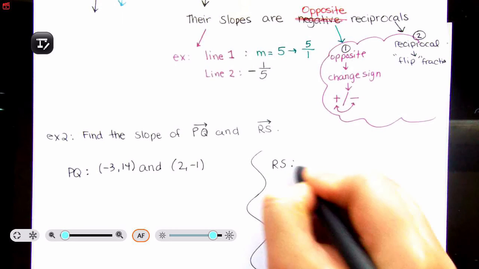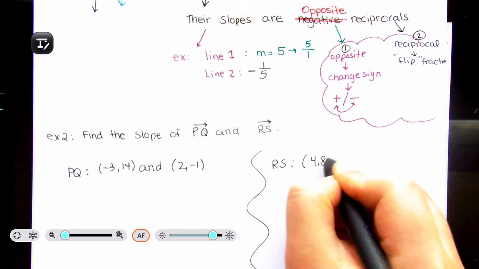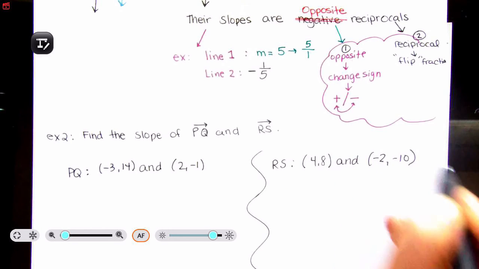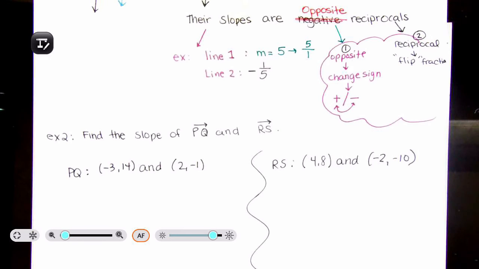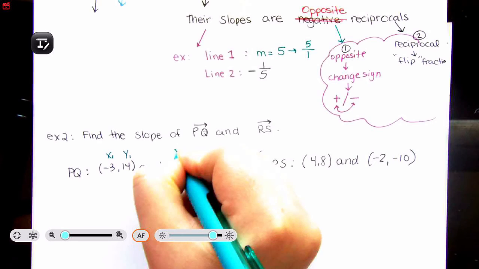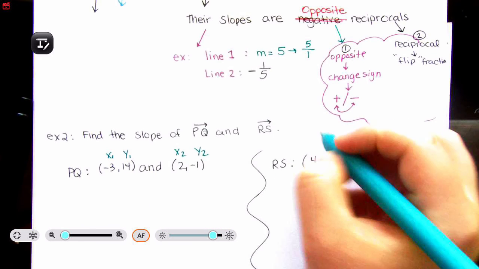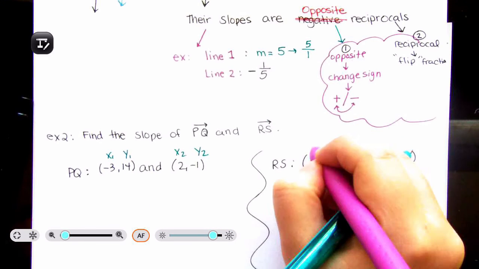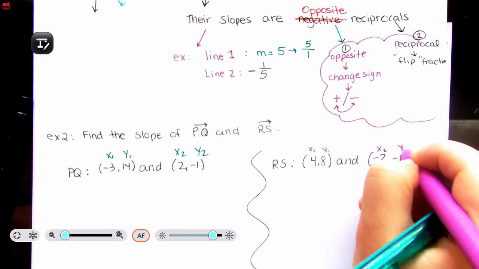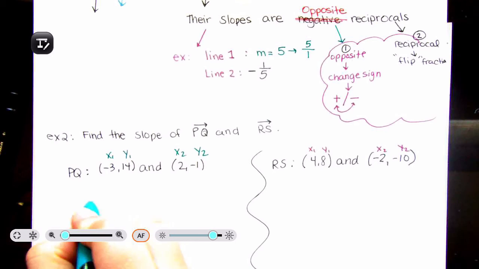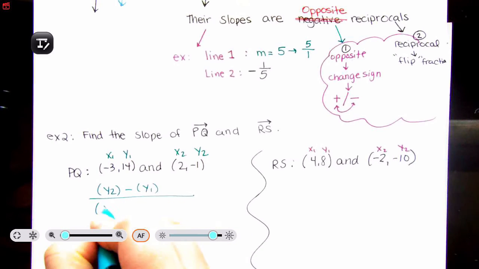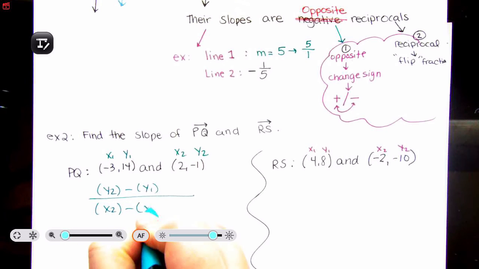The points are (4, 8) and (-2, -10). Just like we did in our previous video, we're going to label these: this is X1, Y1, X2, Y2. Let me switch colors so I can color code them. Our slope formula is Y2 minus Y1 over X2 minus X1.